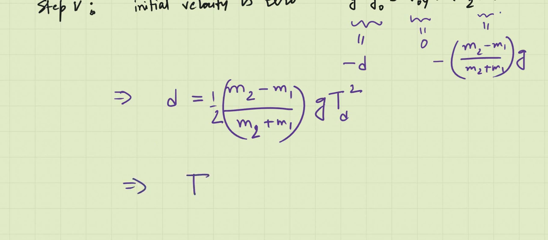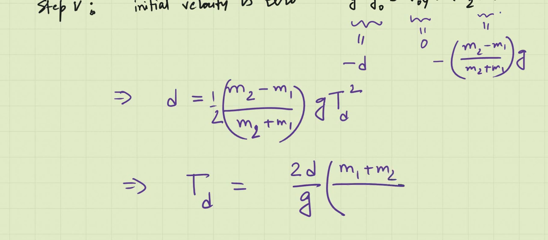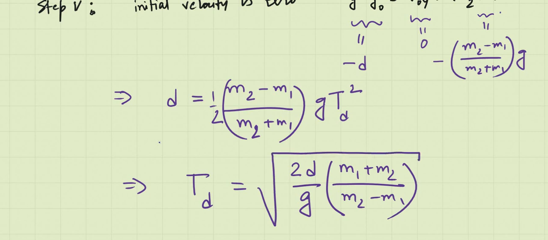You have t_d equals, well, what is it equal to? Well, half goes there, so 2d divided by g, and then you have m1 plus m2 divided by m2 minus m1, and you are supposed to have a square root, and that is the required time, and that's also a problem.